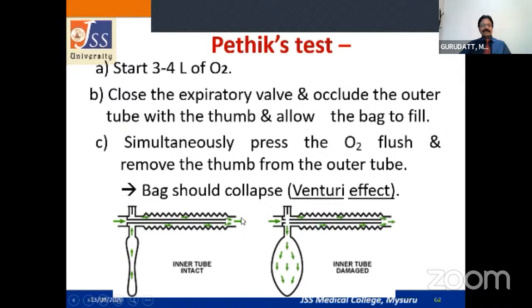Because of that, we know that Venturi effect is when any flow encounters a narrowing, the pressure drops and the velocity increases. That is Bernoulli's principle and also the Venturi effect. So here suddenly there is so much of a pressure drop. Whatever gas is there in the bag gets sucked in through the outer tube and the bag will collapse. So you can see, with the second finger where the integrity of the inner tube is lost, that's how the bag remains distended.